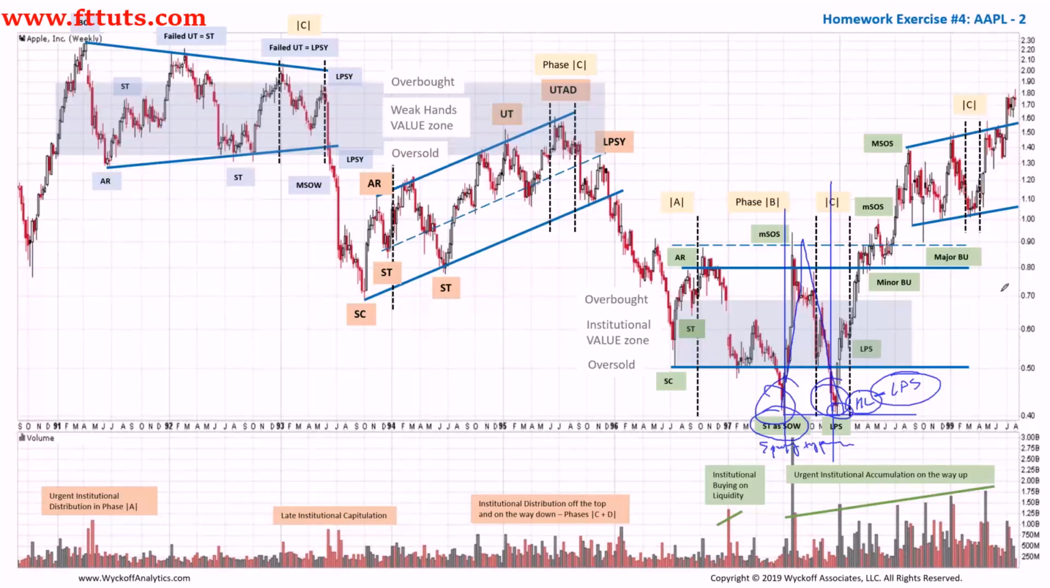And I'm thinking about this. I would probably relabel this now. I would probably just label it like this, phase C. So then a spring and a test. But this one right here is a higher low. All right, first trading range, phase C, failed upthrust, not upthrust after distribution.